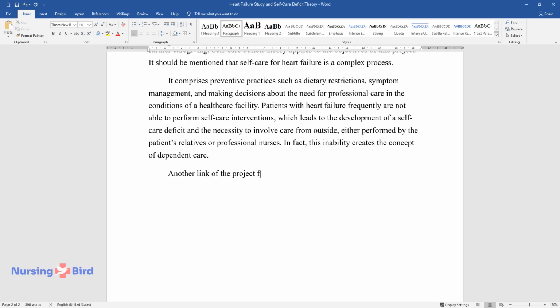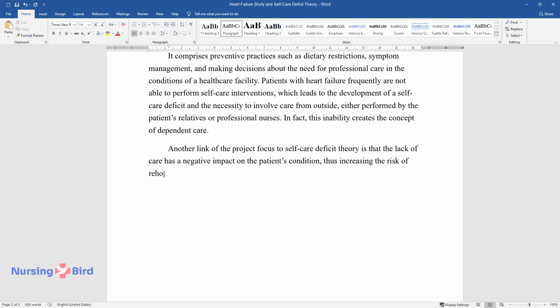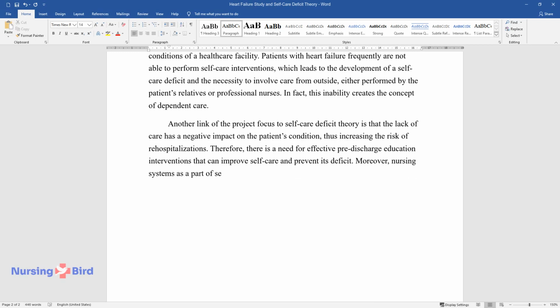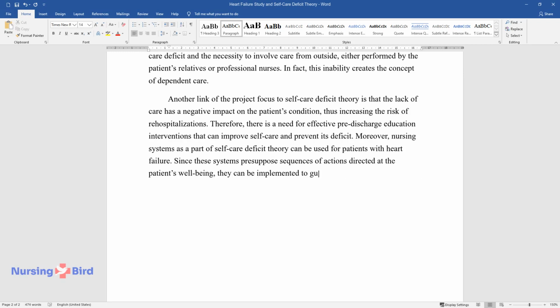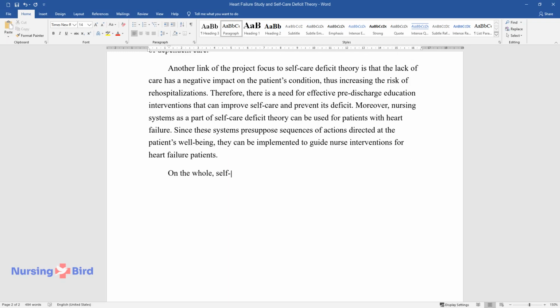Another link of the project focus to self-care deficit theory is that the lack of care has a negative impact on the patient's condition, thus increasing the risk of rehospitalizations. Therefore, there is a need for effective pre-discharge education interventions that can improve self-care and prevent its deficit. Moreover, nursing systems as a part of self-care deficit theory can be used for patients with heart failure. Since these systems presuppose sequences of actions directed at the patient's well-being, they can be implemented to guide nurse interventions for heart failure patients.